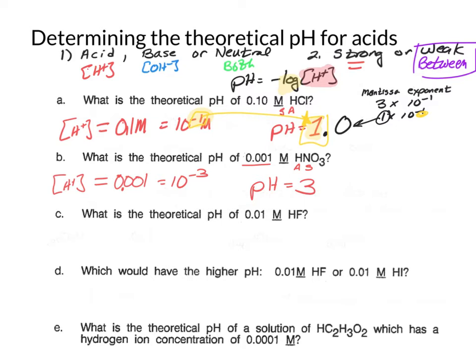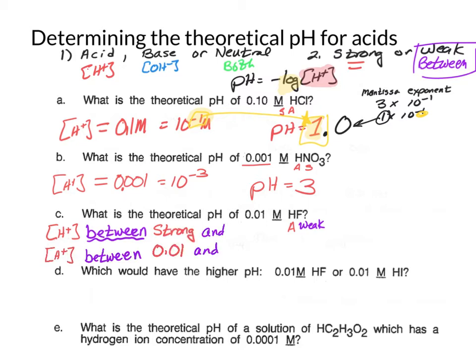Letter C is a little bit more challenging. We have what is the pH of 0.01 molar HF. HF is a weak acid. It is an acid, so it tells us hydrogen ion, but because it's weak, it's going to be between two numbers. It's going to be between the number it would have given you if it were a strong acid, which is 0.01, or 10 to the negative 2, and what would happen if there were no acid added, which is 10 to the negative 7, the same as pure water.